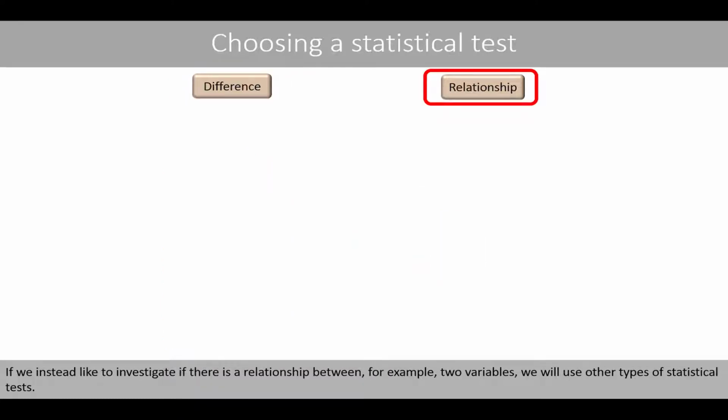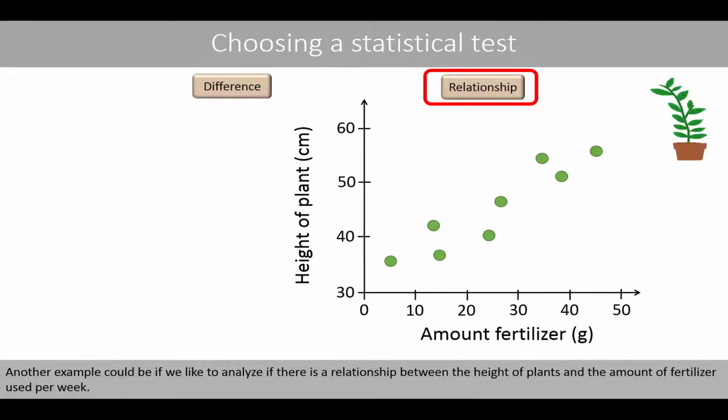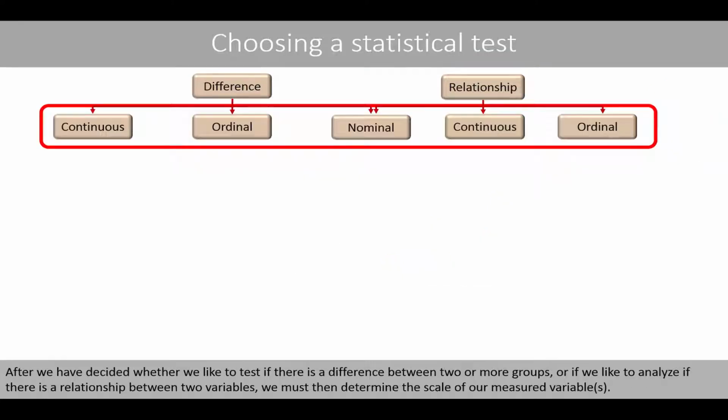If we instead like to investigate if there is a relationship between, for example, two variables, we will use other types of statistical tests. For example, if we like to test if there is a relationship between blood pressure and body mass index, we could measure the blood pressure and body mass index of a number of people to see if there is a relationship between these two variables. Another example could be if we like to analyze if there is a relationship between the height of plants and the amount of fertilizer used per week.